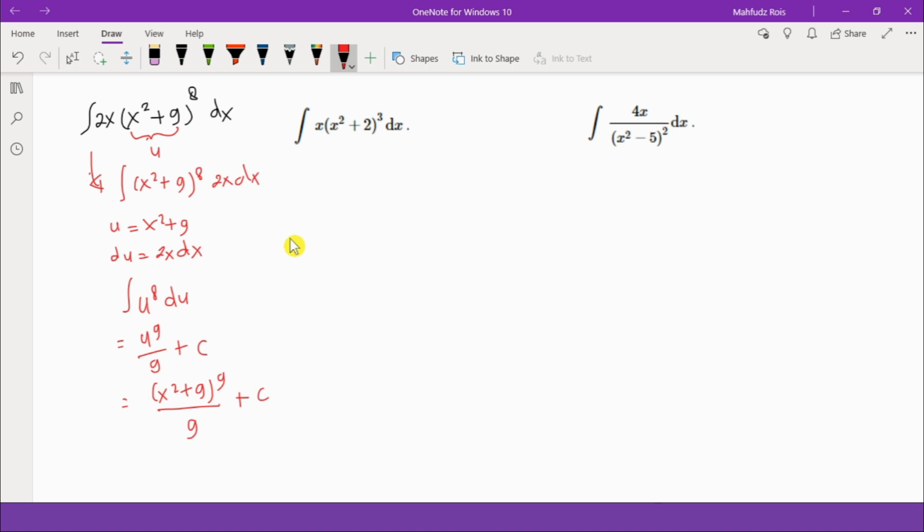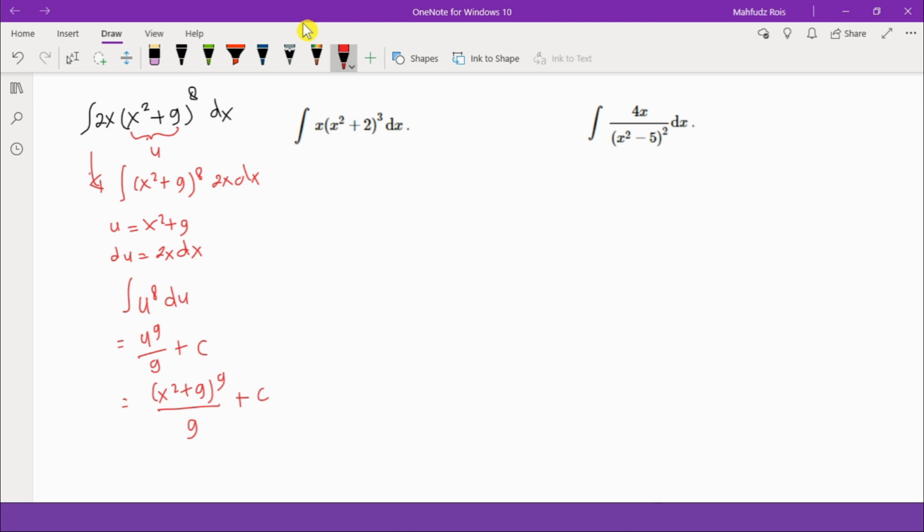Okay, and then for the next example we have the integration of x times (x squared plus 2) to the third power dx. As you can see here, if you differentiate x squared plus 2, it will be 2x, right? But here we have x. Can we use the same technique? Of course.